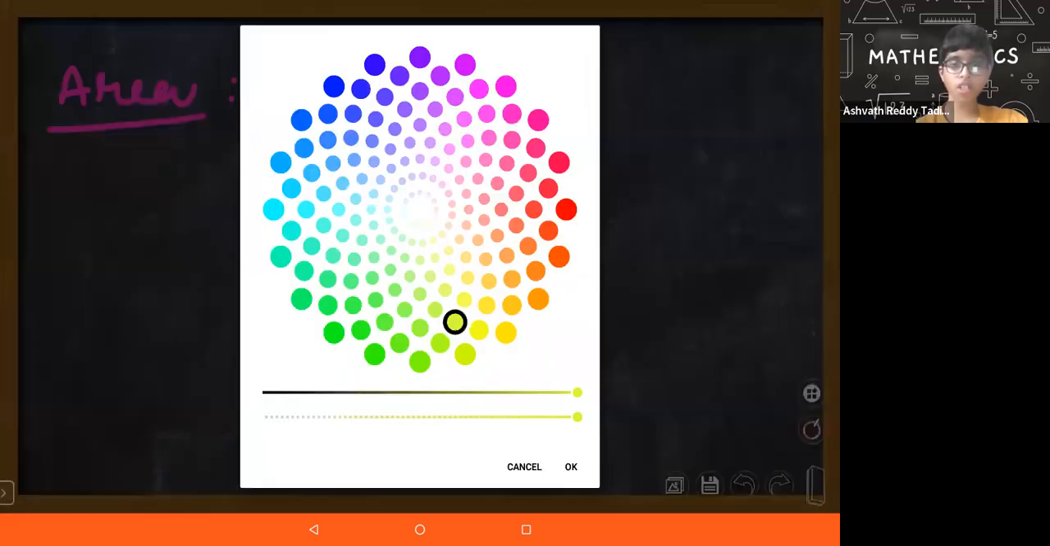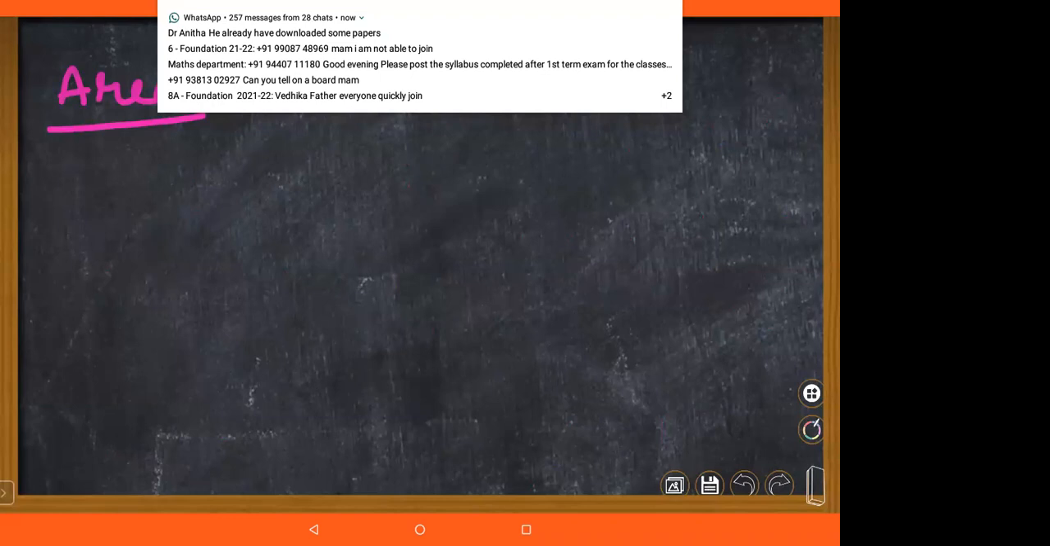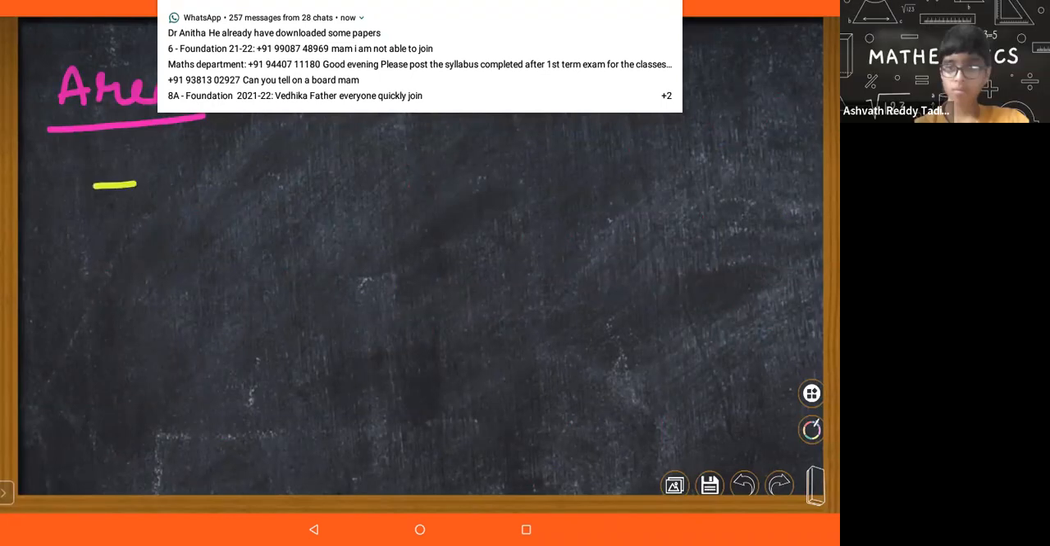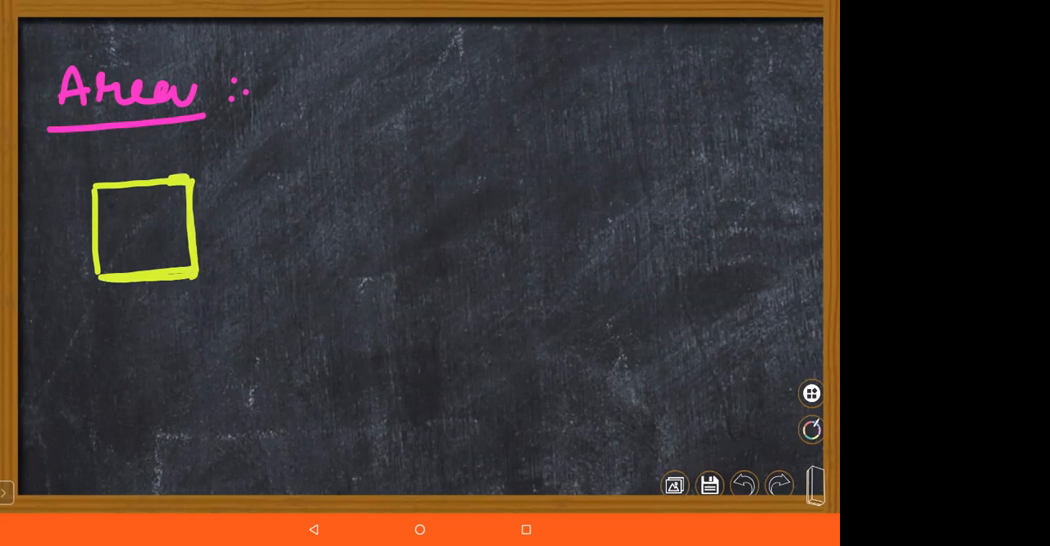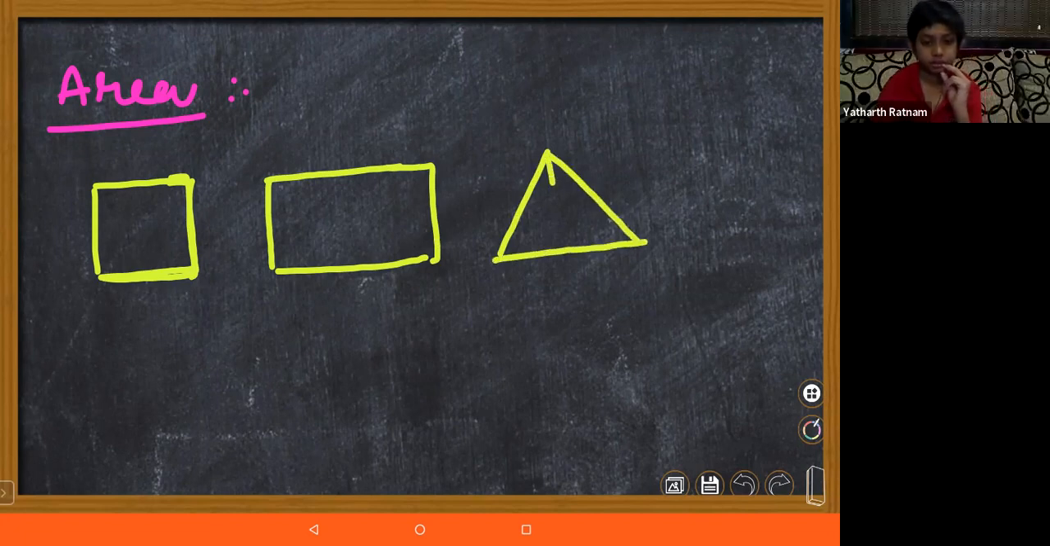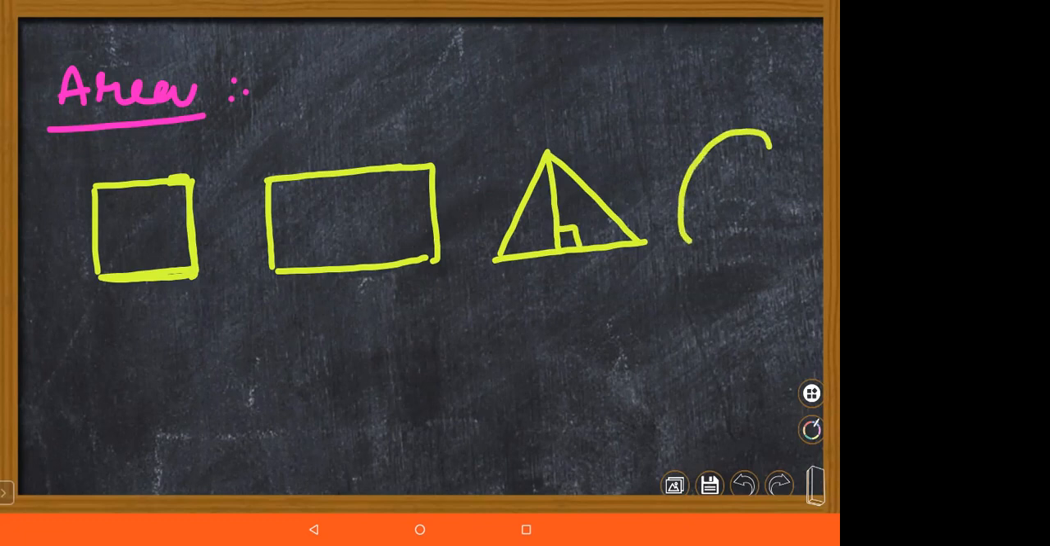Now, next thing is area. What is area? It is the space a 2D shape covers. Very good, as my student said. Suppose I take a square, a rectangle, a triangle, and of course a circle.